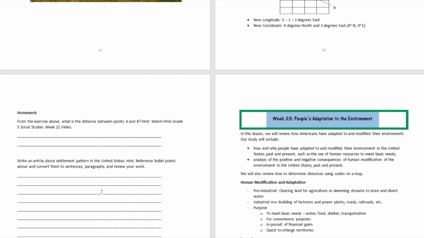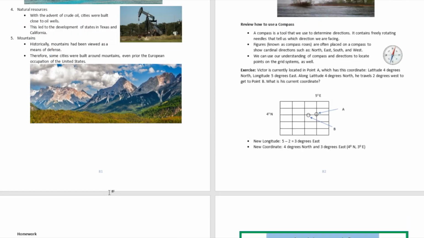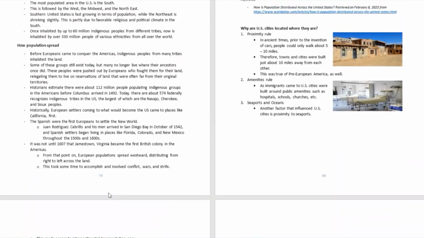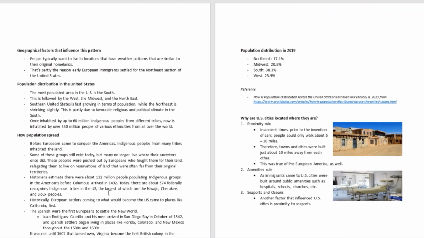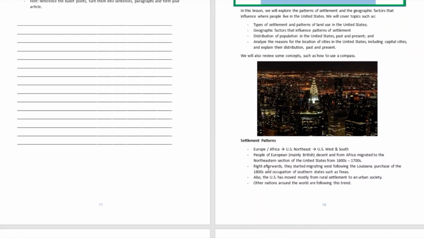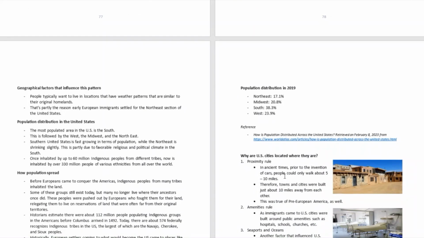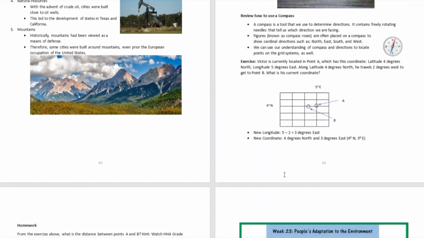Then another question for you here is, write an article about settlement patterns in the United States. So you're welcome to write articles based on what we talked about from here. Okay, so you can grab a hold of these bullet points, turn the bullet points into sentences into paragraphs, and you will have written an article just like that.